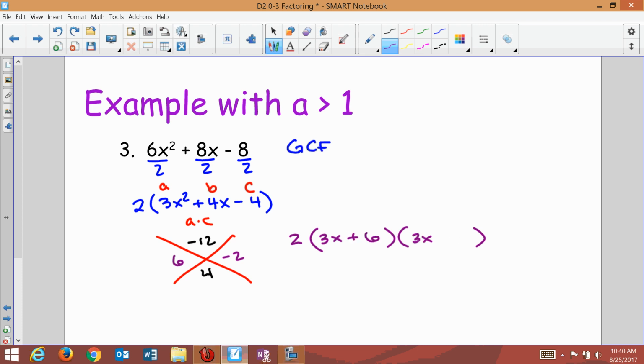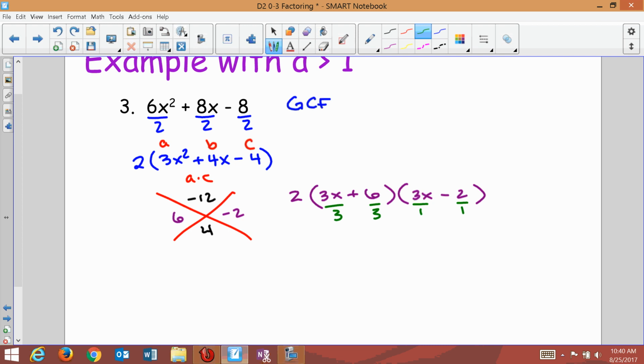Plus 6, minus 2. This is called bottoms up. I look for something that can divide in. Now here I could divide both of these by 3. This one I can only divide by 1. Again, in the future you won't even write that divided by 1. You'll just skip over it because it will not change it. My answer here should be 2 times the quantity x plus 2 times the quantity 3x minus 2. There's my answer.